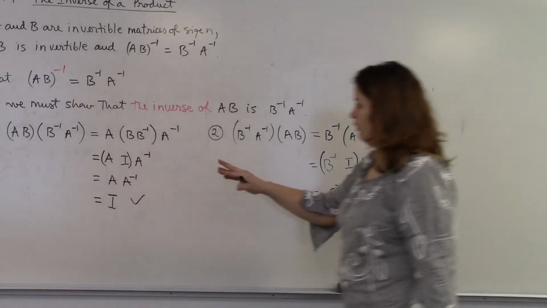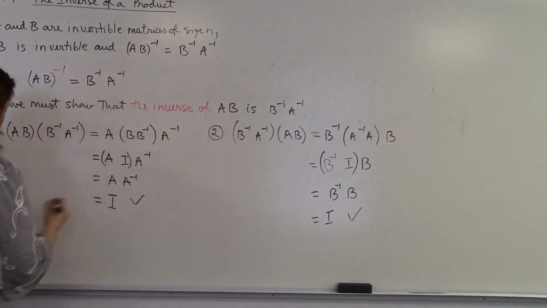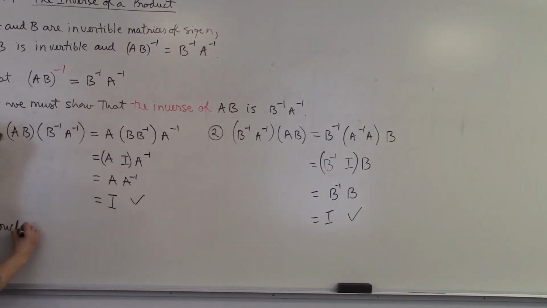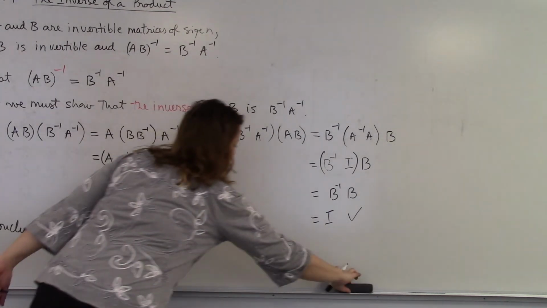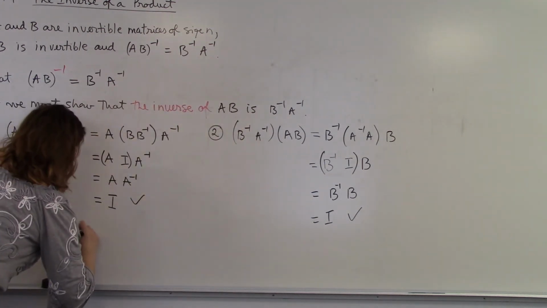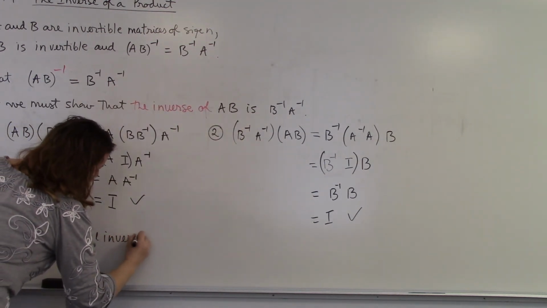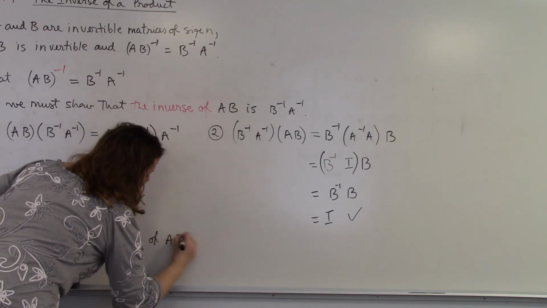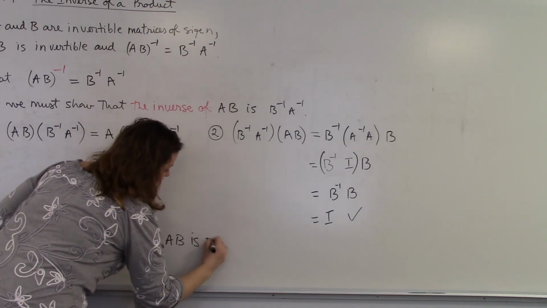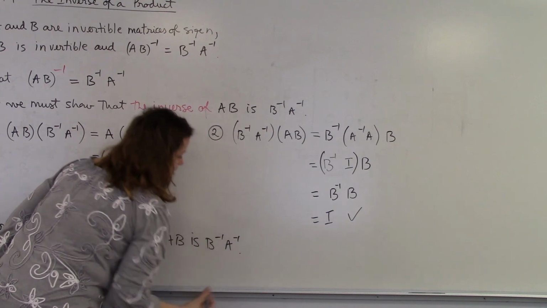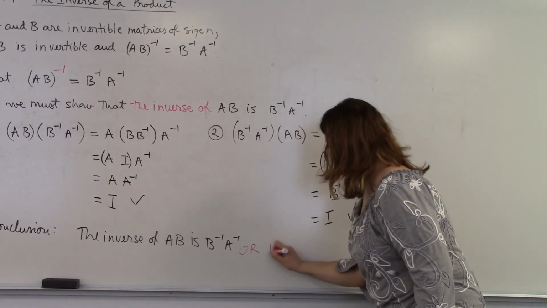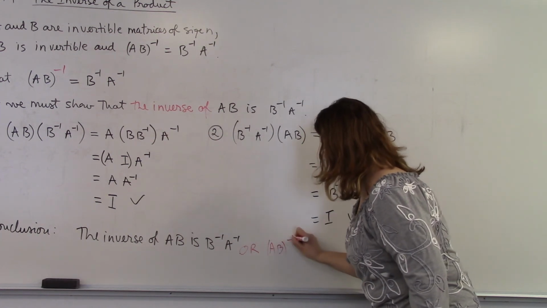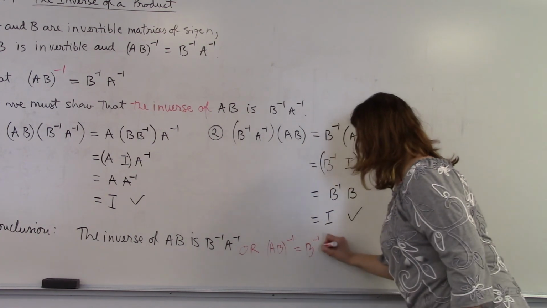So now that both multiplications equal the identity, I can conclude, so this is my conclusion, the inverse of AB is B inverse A inverse. Or, in other words, that also means AB inverse is equal to B inverse A inverse.